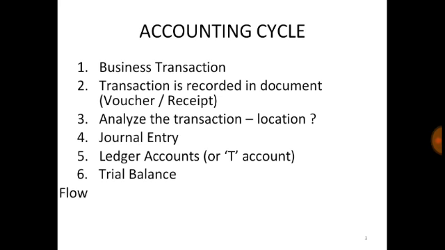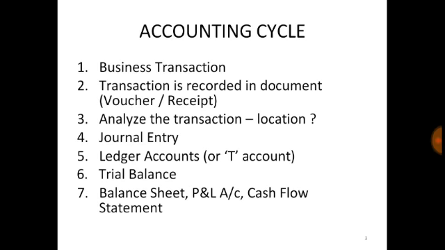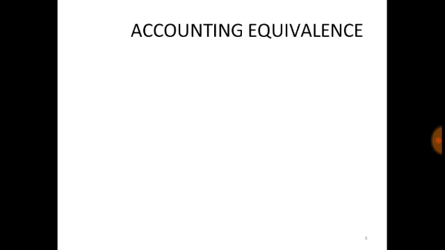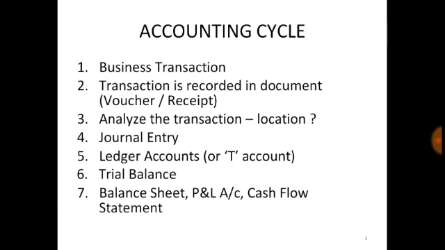Now what is the accounting cycle? We can see there are certain sequential items which we have to show in accounting cycle. First, there is a business transaction. The transaction is recorded in a document which is called voucher, or receipt. Thereafter, the accountant is required to analyze the transaction, at which location it will go. For this, we need to record it in the form of an entry in journal or in subsidiary books. Then we have to show this transaction in ledger accounts.